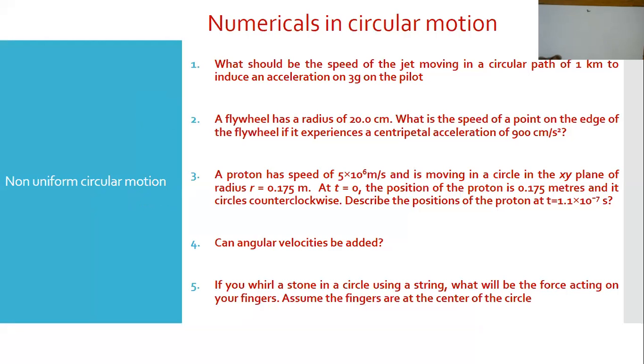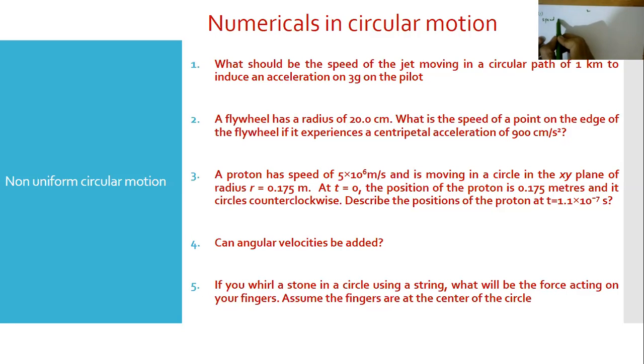Okay, so the first question that I would like to ask here is: what should be the speed of the jet moving in a circular path of 1 kilometer to induce an acceleration of 3g on the pilot? So what is being given? It says we need to find out what is the speed. So this is problem number 1. What is the speed of the jet moving in a circular path?